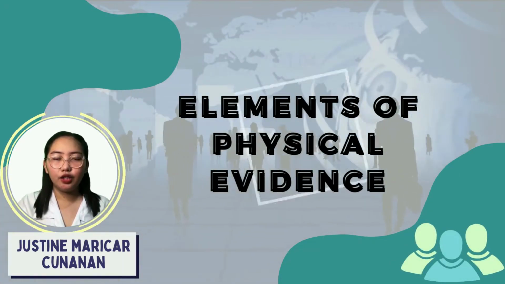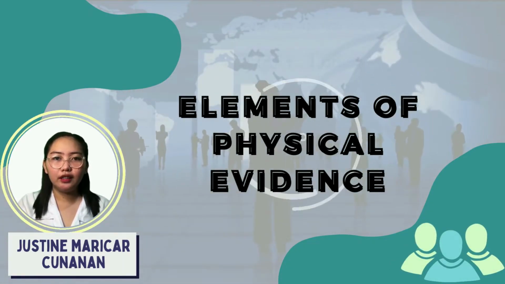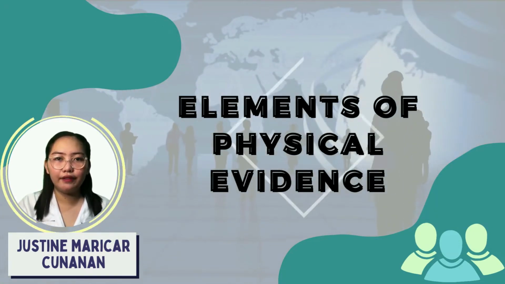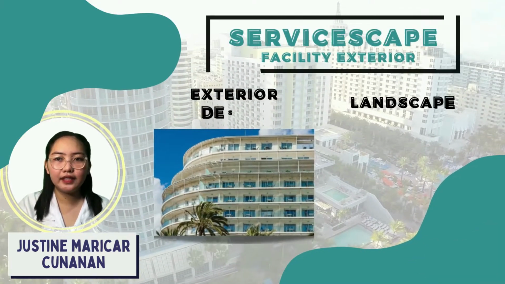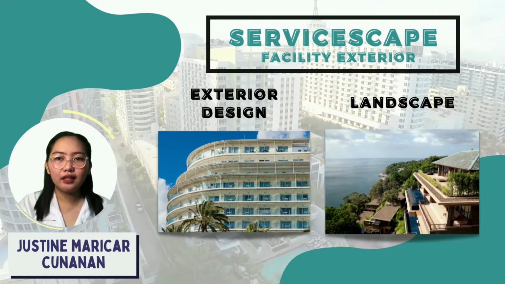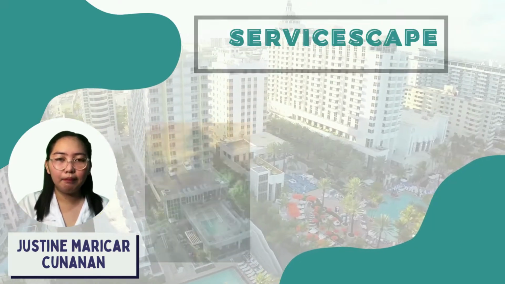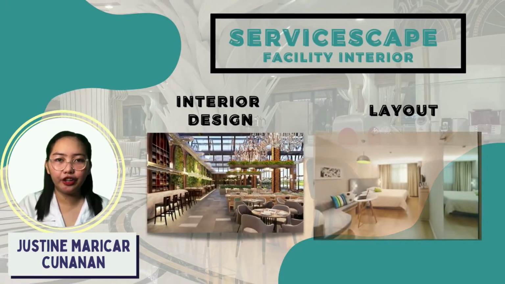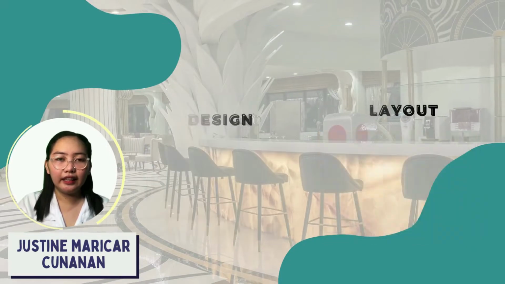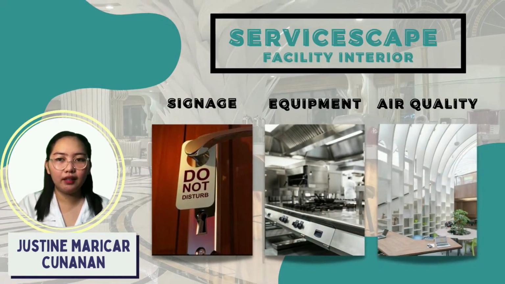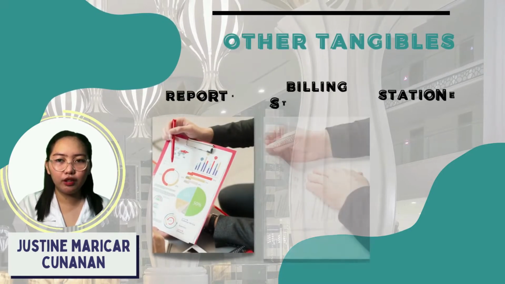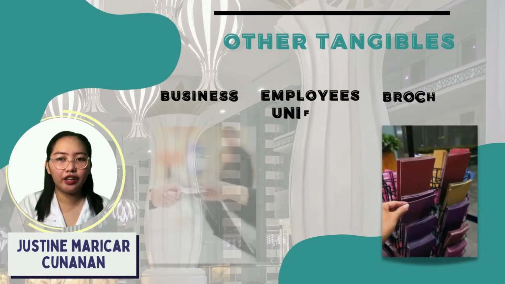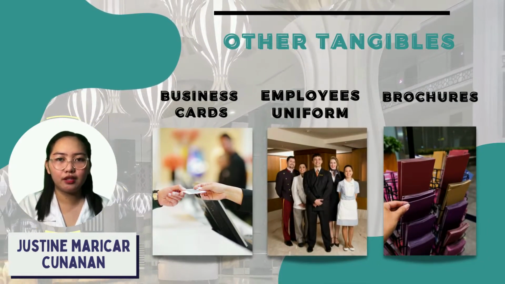Elements of physical evidence. We all know that services are intangible, but customers often rely on tangible things. These are the elements of physical evidence. For Servicescape, facility exterior includes exterior design, landscape, parking, signage, and surrounding environment. For facility interior, it includes interior design, layout, signage, equipment, and air quality. For other tangibles, these are reports, billing statements, stationery, business cards, employees' uniforms, and brochures.